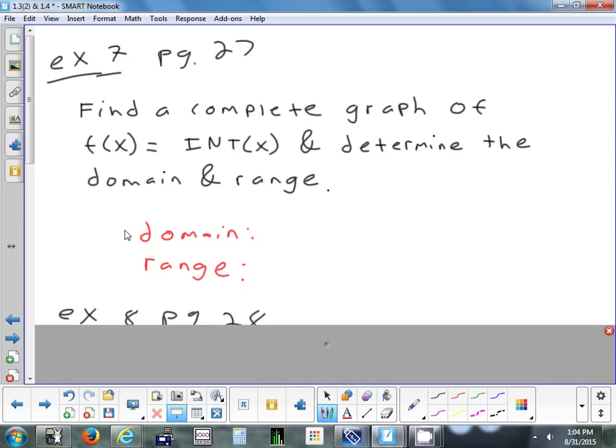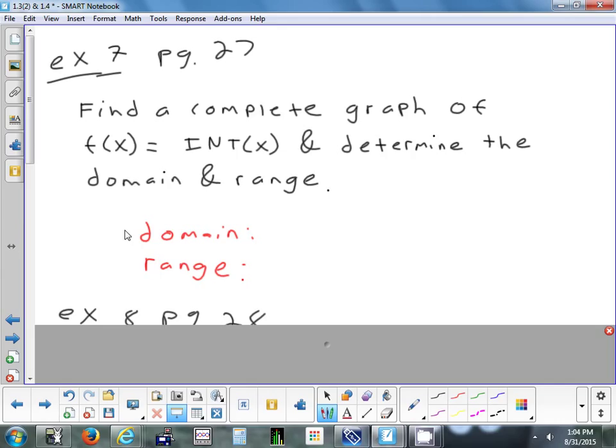Okay, so remember, the domain is what you plug in. So it's what values are we allowed to plug in for x? Okay, what do you think? What's the domain here? What can you find the greatest integer of? Or if you're confused, think about it, is there anything that I couldn't plug into the function?